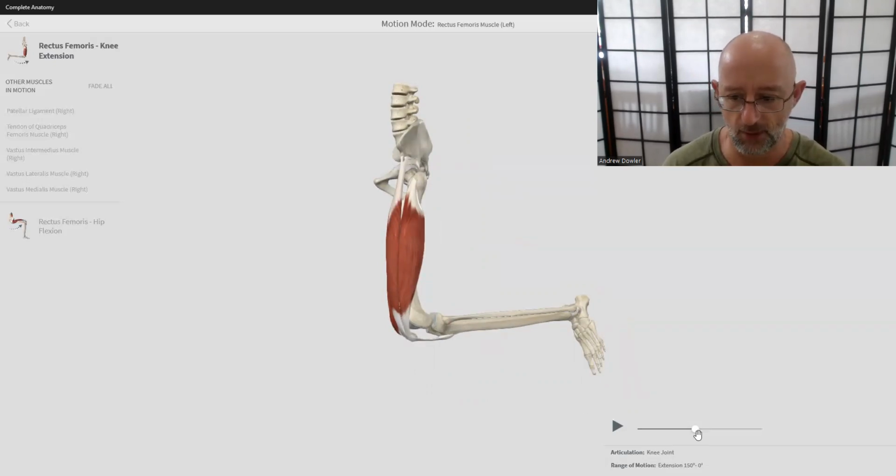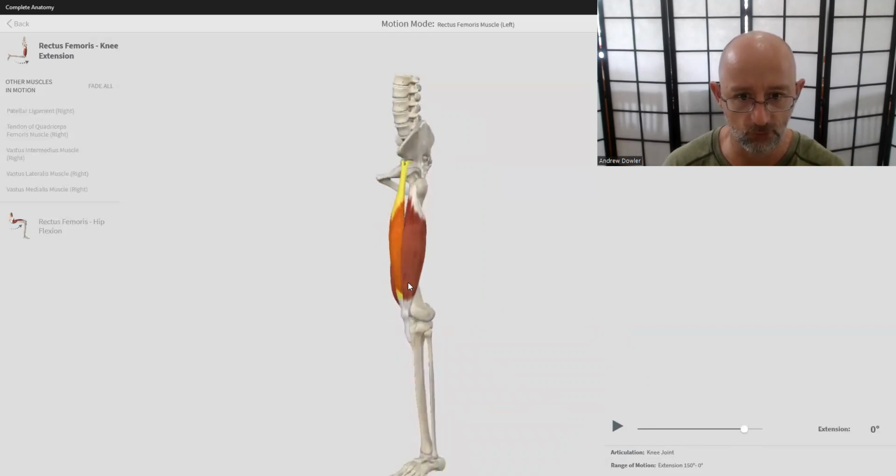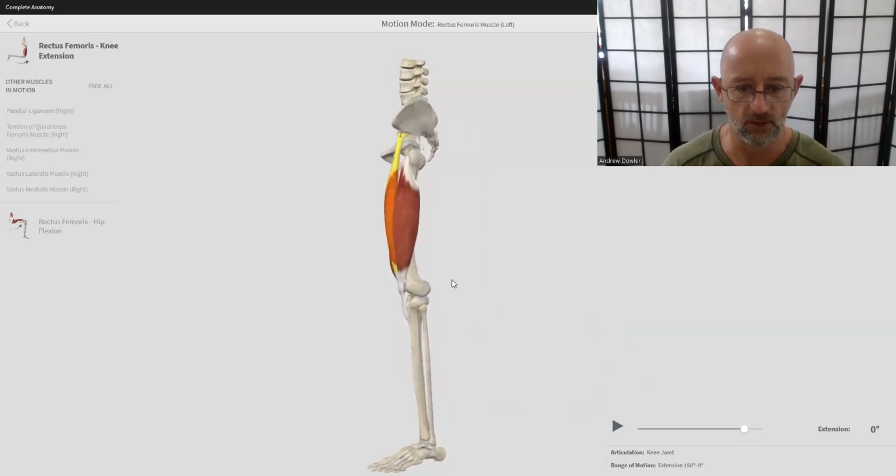Now, when the muscle contracts, it's going to shorten and straighten the knee. You can see the muscle contracting, creating that pulling action we were talking about previously. And now the knee's in full extension. We also want to restore full knee extension. Depending on the injury, sometimes you lose a little bit of extension in the knee.